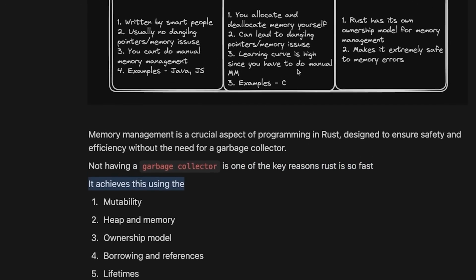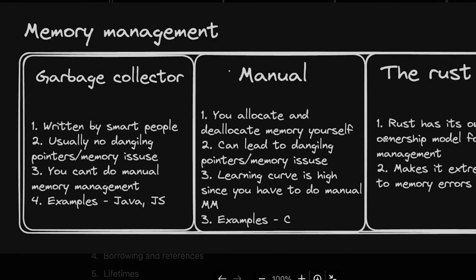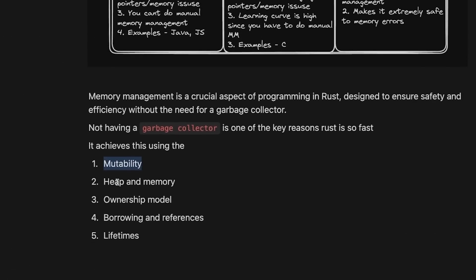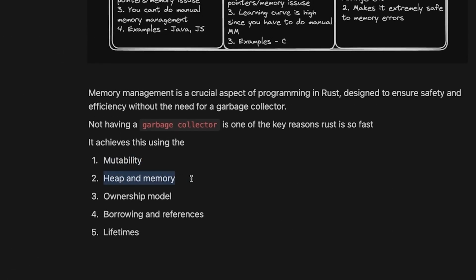It achieves this. I said there are a few things it provides. Ownership model is one, but a bunch of other things. What are these things? Mutability. The way it does memory management, heaps and stacks. Ownership model, borrowing and references, and lifetimes. These are the buzzwords for us to learn next.